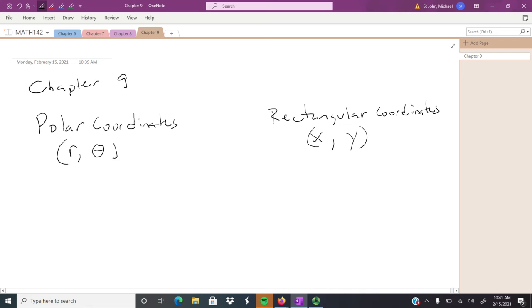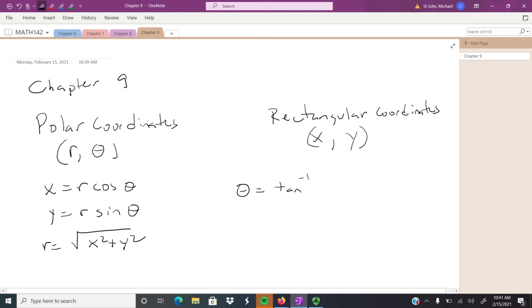So some of the formulas we're going to need in order to convert between the two. So we have x equals r cosine theta, y equals r sine theta, r is equal to the square root of x squared plus y squared, and theta is the inverse tangent of y over x. Okay.